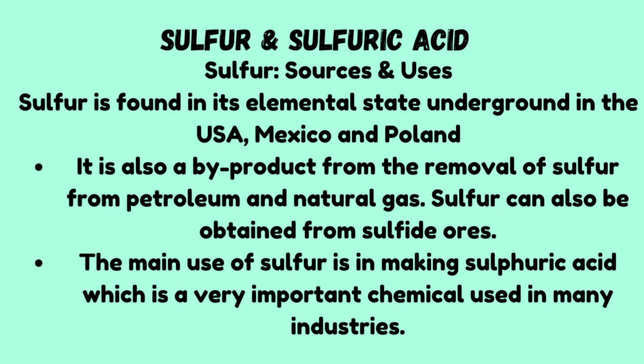The next topic is about sulfur and sulfuric acid. Sulfur is found in its elemental state underground in the USA, Mexico, and Poland. It's also a byproduct from the removal of sulfur from petroleum and natural gas. Sulfur can also be obtained from sulfide ores. The main use of sulfur is in making sulfuric acid, which is a very important chemical used in many industries.